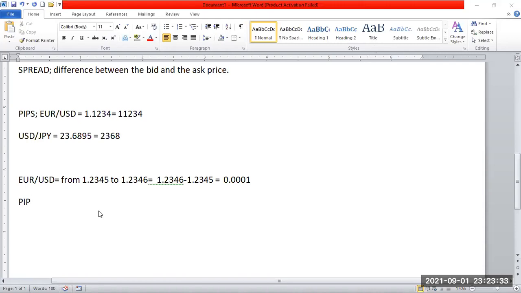Okay, great. This is equal to 1 pip. The pip here is equal to 1. So now, like I was explaining, lot size. Lot size is the volume at which you're buying.